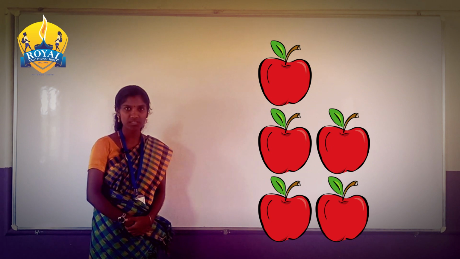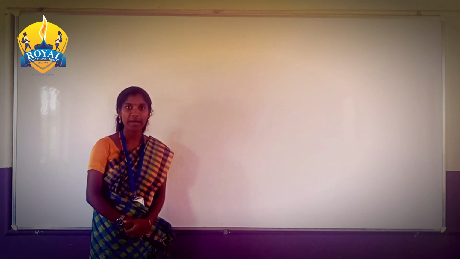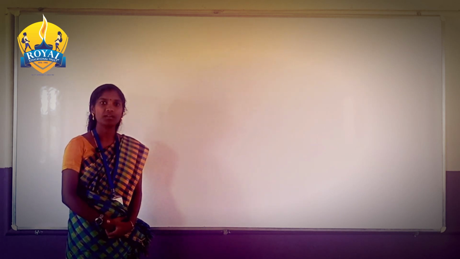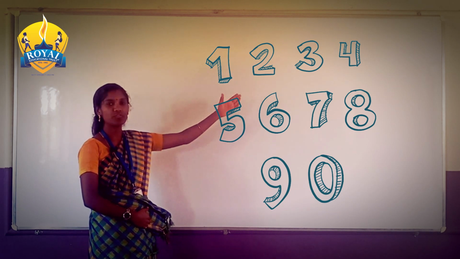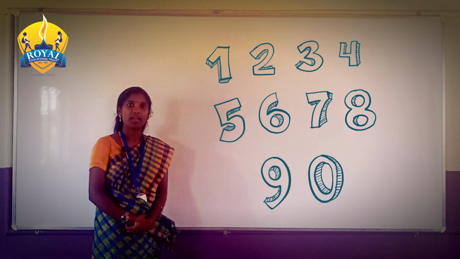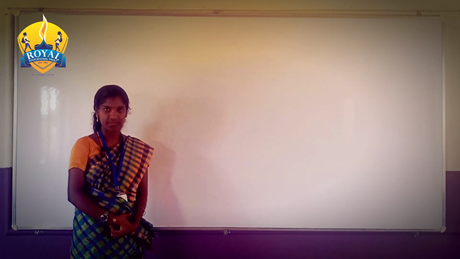How will I denote it? Yes, the number is represented by a symbol. The numbers are 1, 2, 3, 4, 5, 6, 7, like this. These numbers are called Hindu-Arabic numbers.